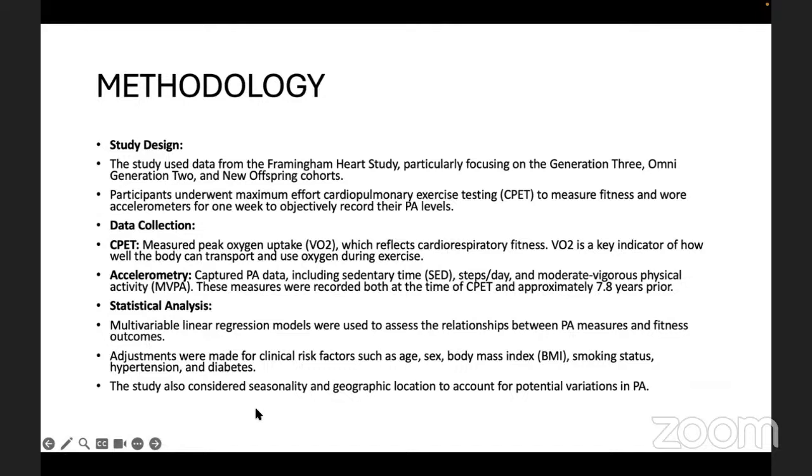So these measures were recorded both at the time of the cardiopulmonary exercise test and, as I mentioned, for almost 8 years. For the statistical analysis, multivariable linear regression models were used to assess the relationships between physical activity measures and fitness outcomes. Adjustments were made for clinical risk factors such as age, sex, body mass index, smoking status, hypertension, and diabetes. So most of the risk factors that we know about. The study also considered seasonality and geographical location to account for potential variation in physical activity.